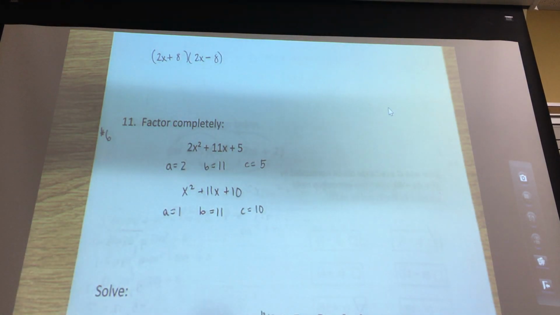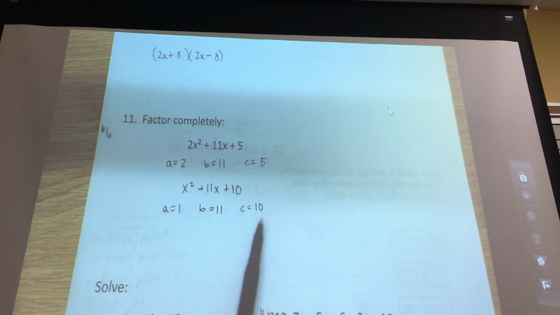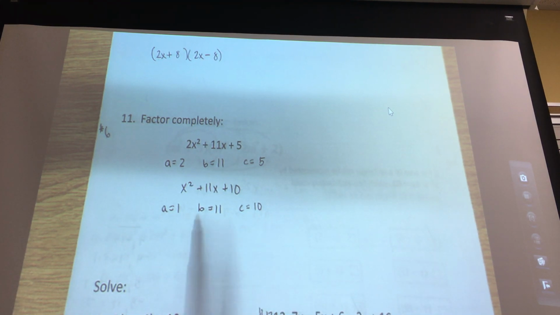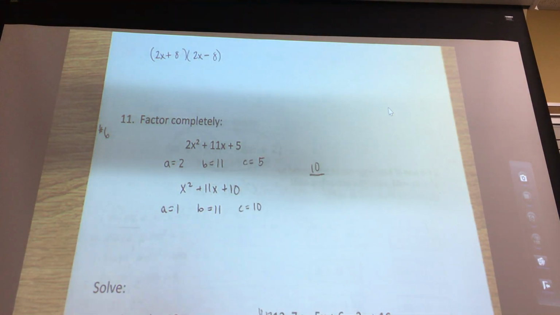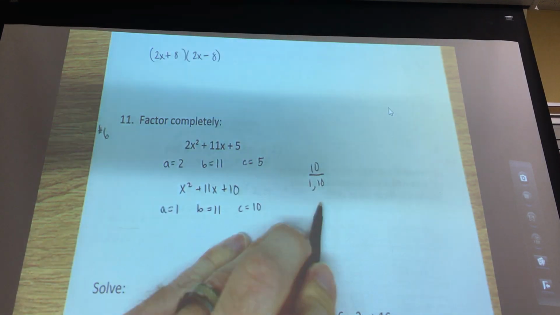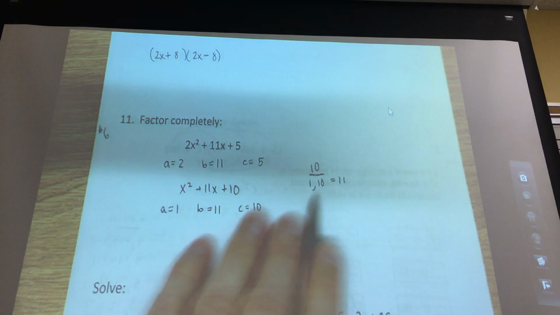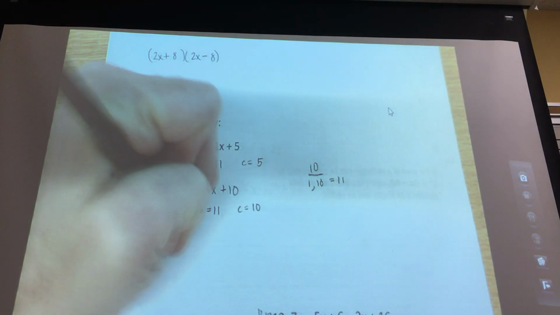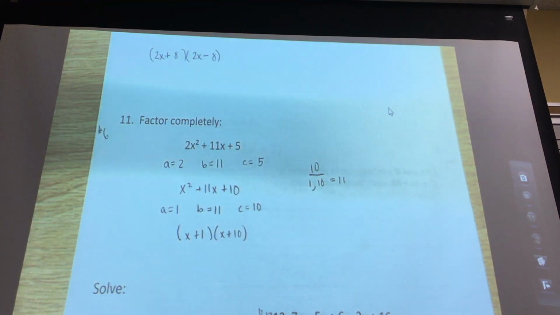So now that we have A is 1, we're going to find out what two factors multiply to be 10, and what two factors add to be 11. So we're going to take a 10 over here, and we're going to start with 1 and 10. Well, 1 and 10 multiply to be 10. 1 plus 10 is 11. So you have your two numbers that multiply to be 10 that add to be 11. So you're going to put those down here, x plus 1 and x plus 10.